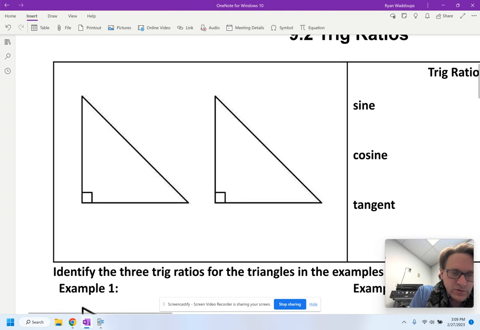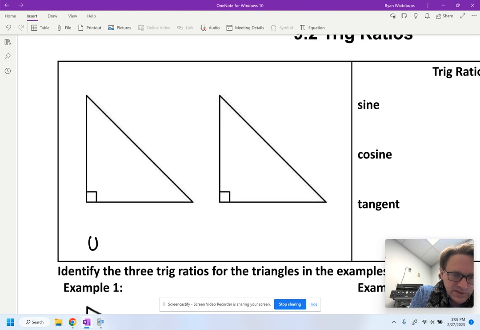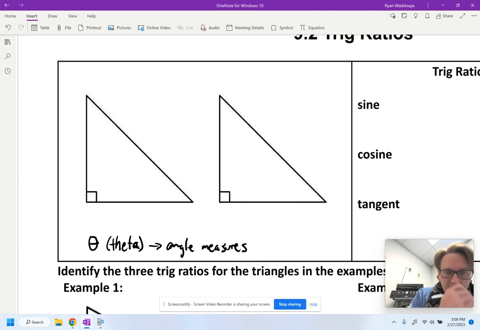And so we need to know, we often use this as a variable. This is the Greek letter theta, and it's just like any variable, but we usually use it for angle measures. That's where it's most commonly seen in math classes. So in angle measures. All right.